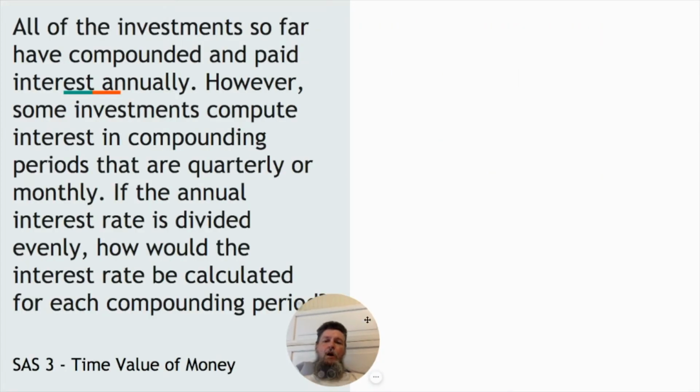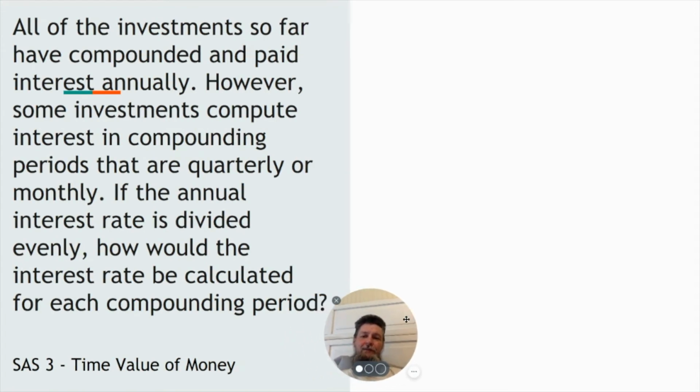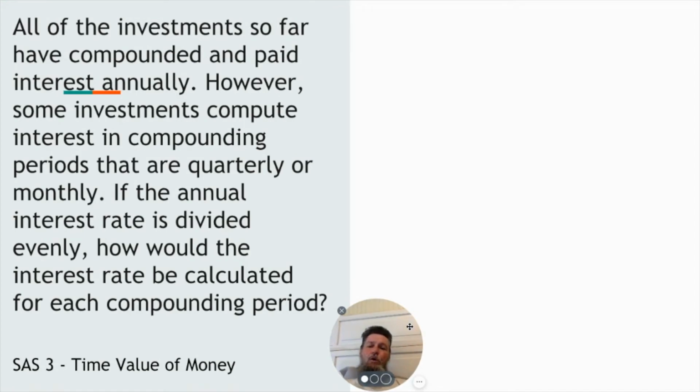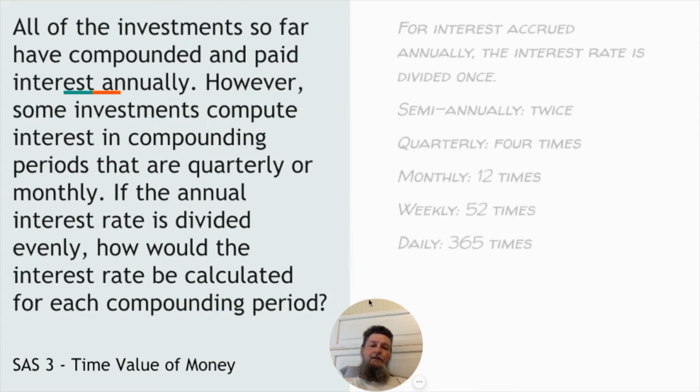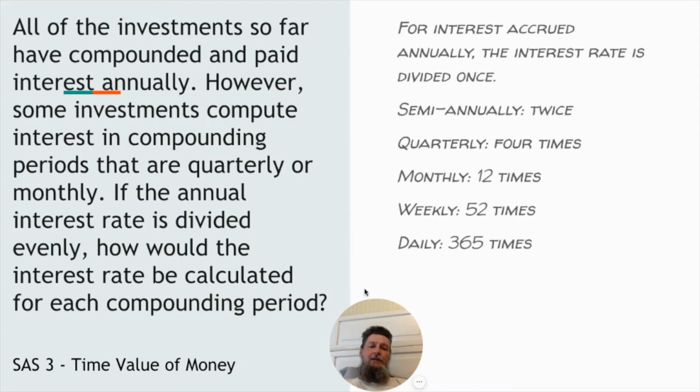Now, all of the investments so far have compounded and paid interest annually. However, some investments compute interest in compounding periods that are quarterly or monthly. If the annual interest rate is given and it's divided evenly into either quarters or months, how would the interest rate be calculated for each compounding period? That's pretty simple. For interest accrued annually, the interest rate is divided once. It's not divided at all.